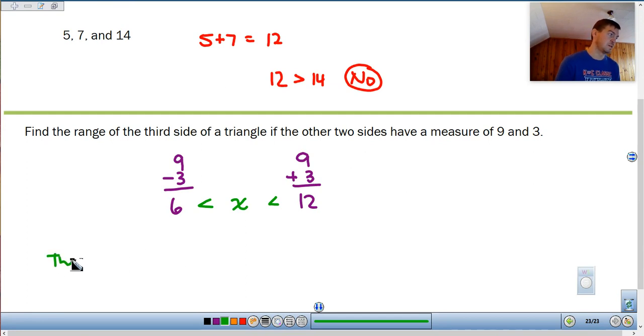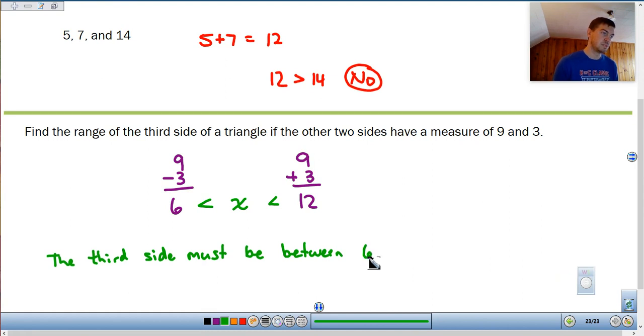The third side must be between 6 and 12 units long.